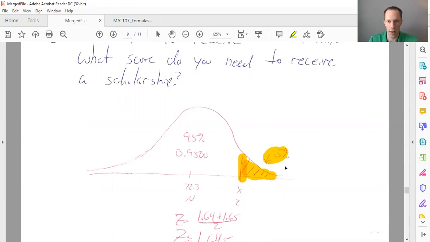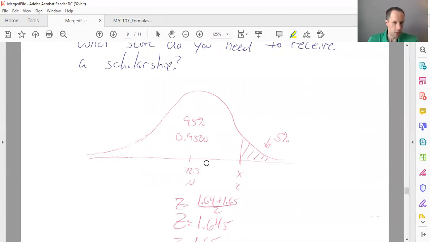We're going to call that area 5%. The 5% who score in that area are going to receive the scholarship. The other 95% will not. Well, 95%, that's the area to the left of the value. So that's what we're really going to have to work with here. In decimal form, that's 0.9500.